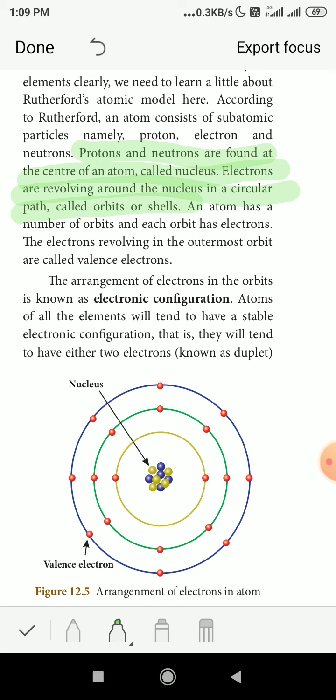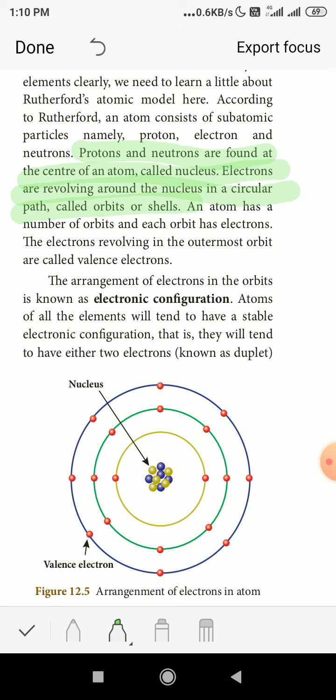See, this is an atom shown in the diagram. In that, the reddish beads on the orbits are the electrons. In the center is the nucleus, and inside the nucleus are the protons and the neutrons, the yellow and blue colors. Around it the electrons are revolving. There are many orbits, three orbits are shown, and each orbit has different electrons. The electrons revolving in the outermost orbit are called the valency electrons.